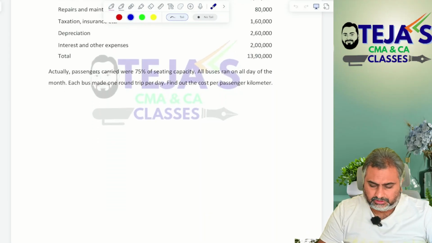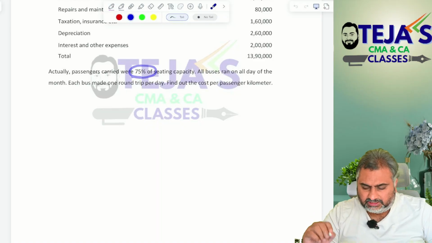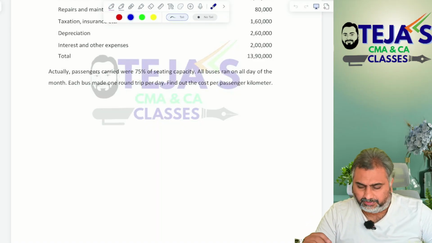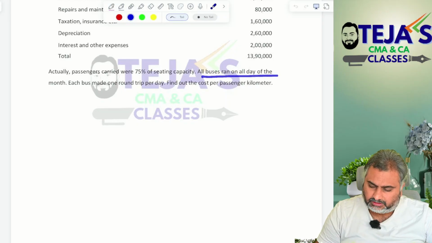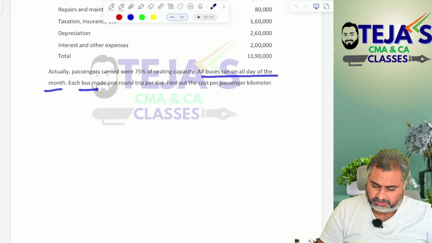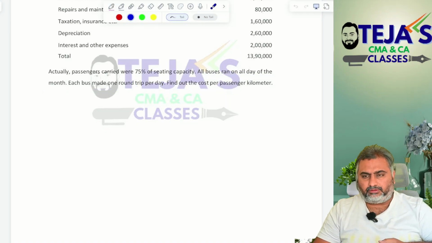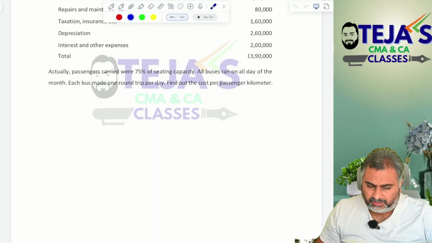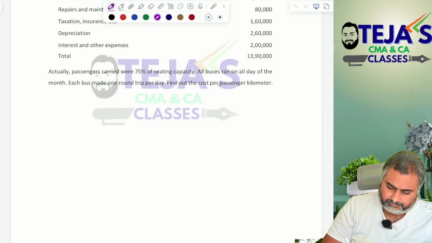And the actual passengers carried is 75% of seating capacity. All buses run all the days of the month. Each bus made one round trip per day. Find out the cost per passenger kilometer. Okay, let's continue.